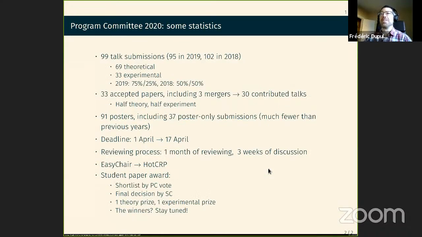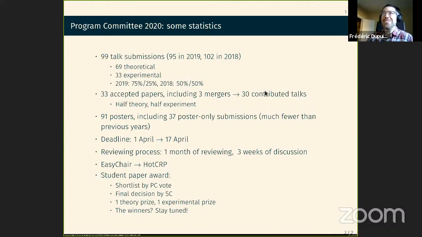Some statistics about what happened this year. We had 99 submissions for contributed talks. To compare with the last 2 years, we had 95 in 2019 and 102 in 2018. This year we had 69 submissions that you could classify as theory, and 33 experimental. I think this doesn't quite add up to 99 because some of them were counted in both somehow. This compares to a split of roughly 75% theory, 25% experiment in 2019, and roughly 50-50 2 years ago.